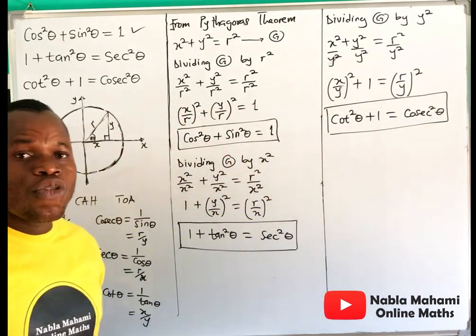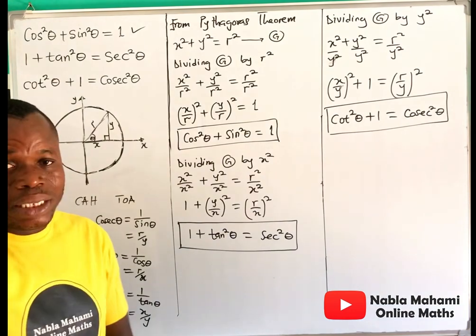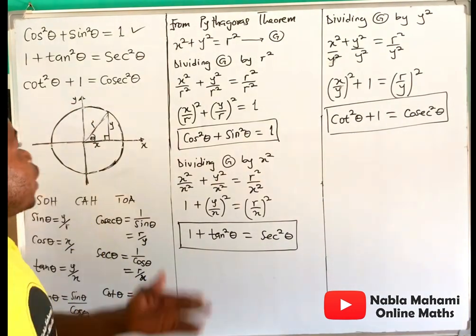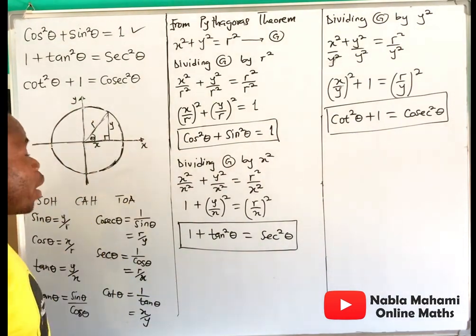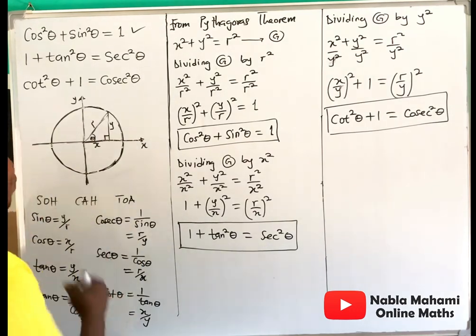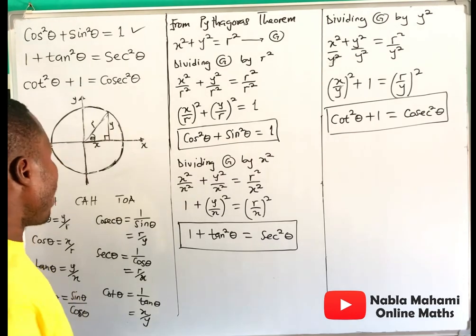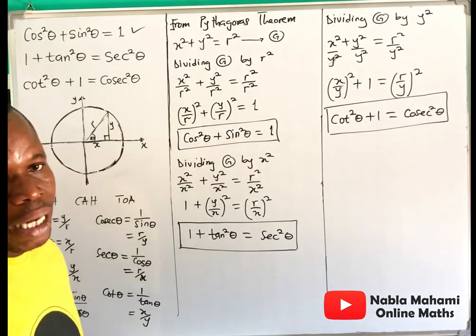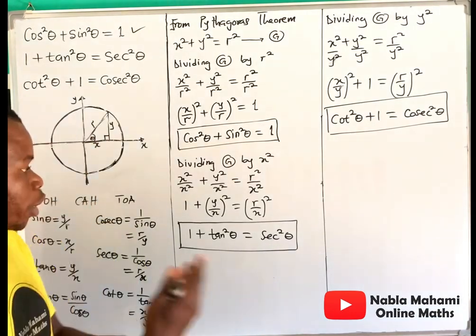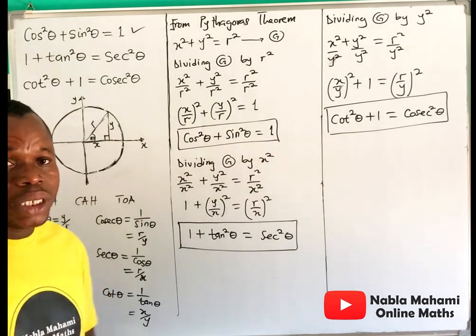So this is how we prove the 3 trigonometry identities. That is cos squared theta plus sine squared theta is equal to 1. The second one is 1 plus tan squared theta is equal to sec squared theta. Then the last one is cot squared theta plus 1 is equal to cosec squared theta. This is how we just use trigonometry to play around these particular equations.